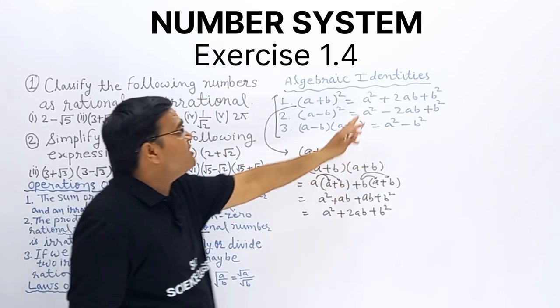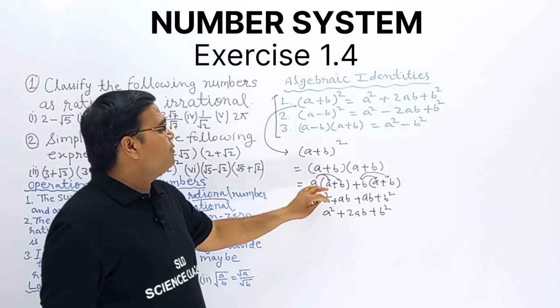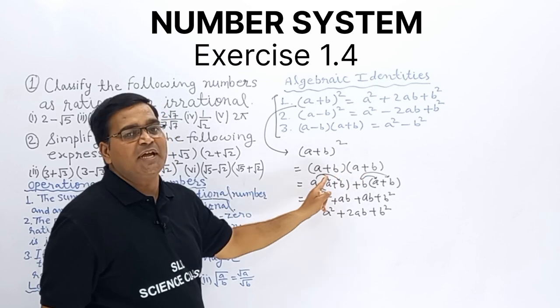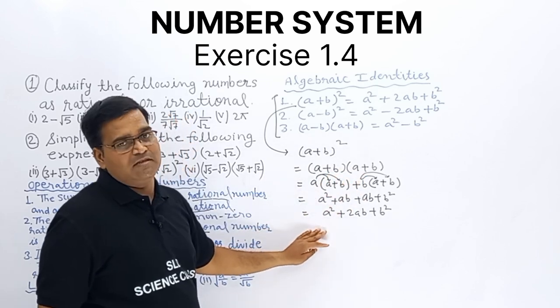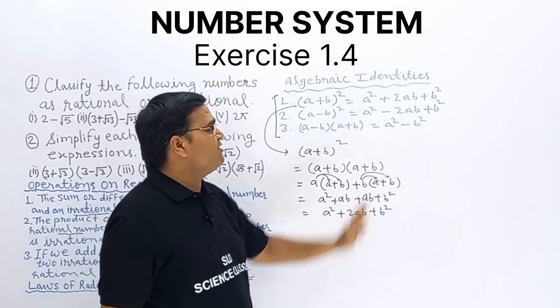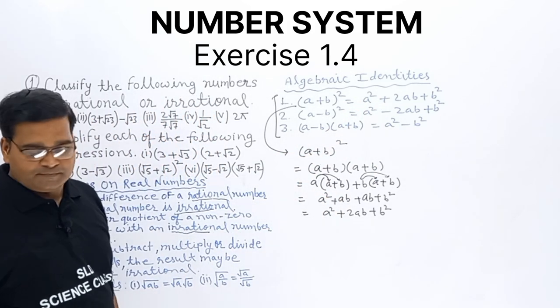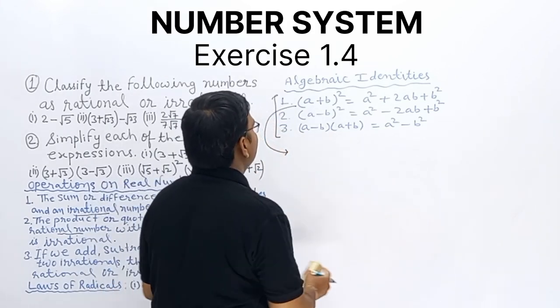And how is this a square plus 2ab plus b square coming? After solving like this. (a plus b) whole square means we are multiplying 2 times, and we apply this, and then we are getting this result. So directly we can memorize this one. And how is it coming? From this way.